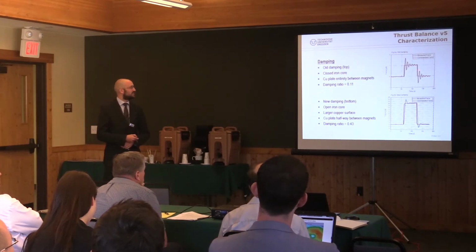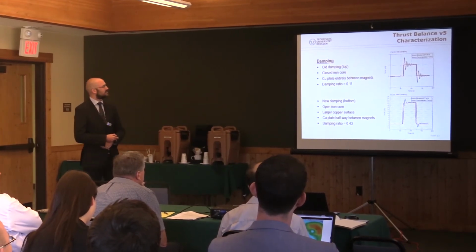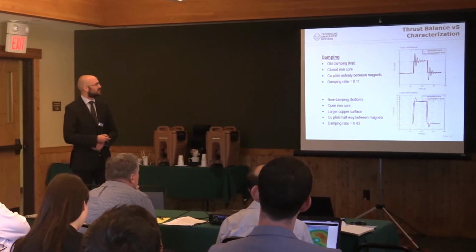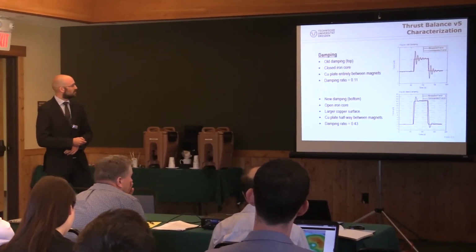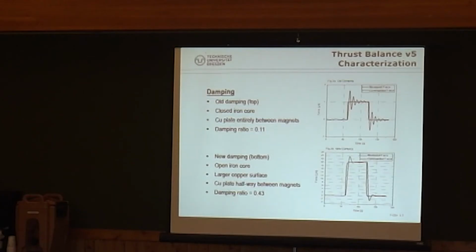For the damping, this is our old damping, and it had a damping ratio of around 0.1, so not very good. That's partly because of how the damping itself was set up. So what I did is basically increase the copper surface and open the iron core, so I can put the copper surface inside it. And now we have a damping ratio of 0.4, and it looks basically like that.